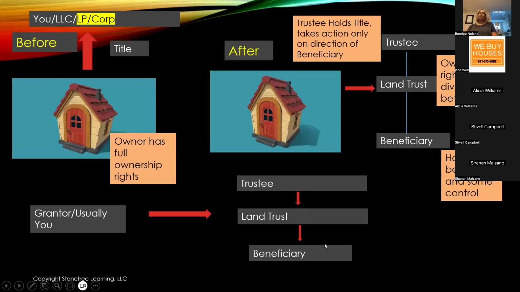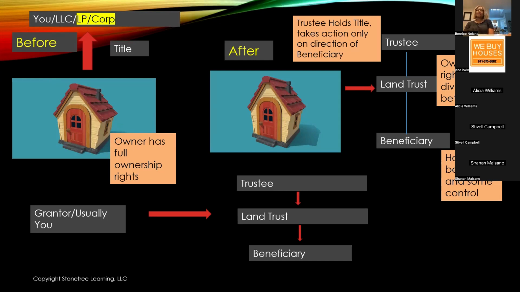Okay. So this is my attempt to show you what this looks like in a visual. Before you own the property, either in your own name or an LLC. Now, people do own them in LPs and corporations, but that's not such a good idea. So before you put it in a trust, the title is in the name of your LLC. And whoever controls or owns the LLC has the full ownership rights.